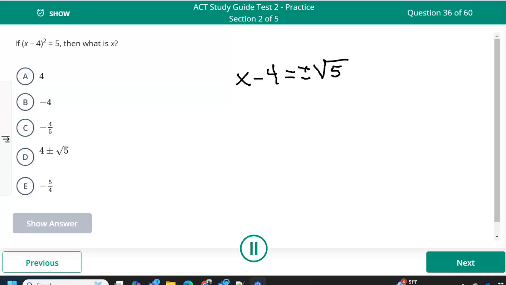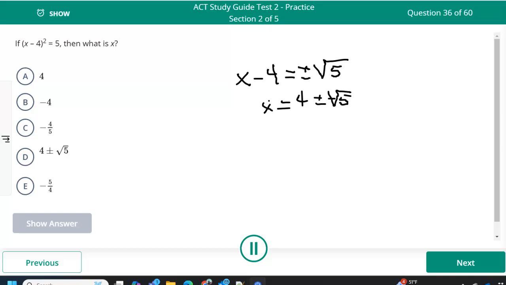All right. So what can we put in here for x? Well, actually, we could just simplify it like this and say x equals, we'll just add 4 to each side. x equals 4 plus or minus the square root of 5. Which is answer D. Does that make sense?